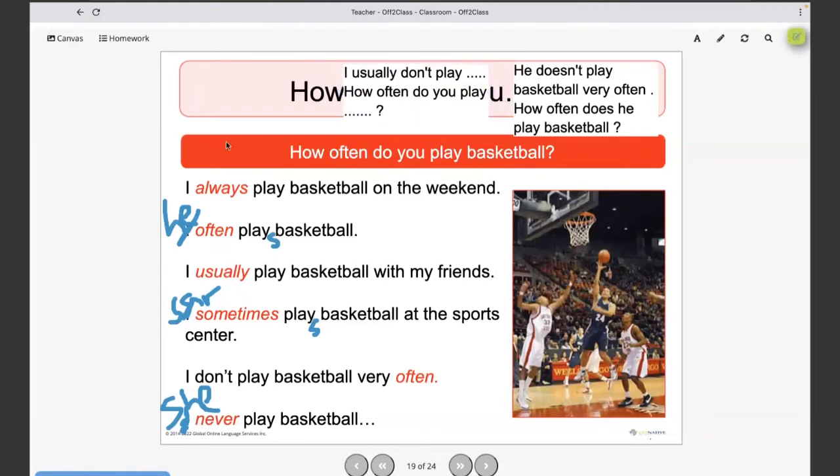Okay. Now, Sarah. Can I put it in the negative? No, because sometimes. Bravo. Excellent. Sometimes we don't use it in the negative form. So make it as a question. How do I ask a question? How often does she play basketball, right?